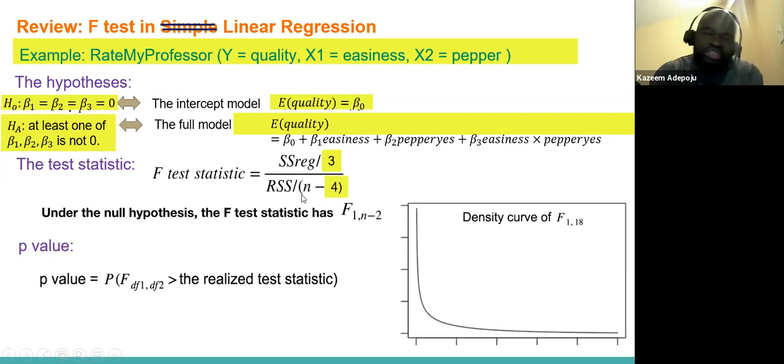Initially we said n minus 2, right? The degree of freedom for residual is actually going to change. We have n minus 4. And why do we have 4? We got 4 because the number of parameters here is equal to 4.